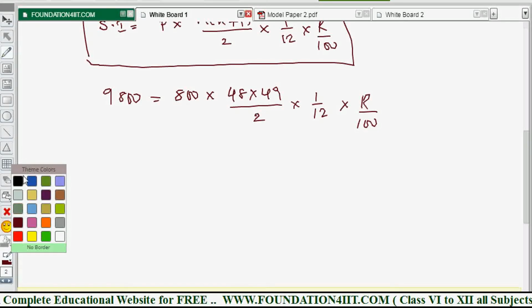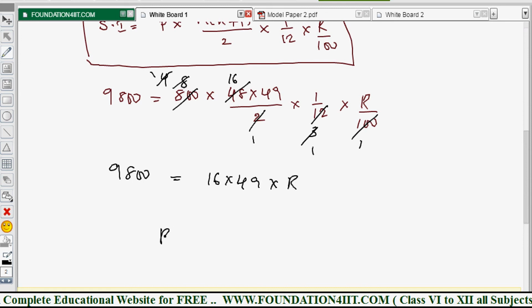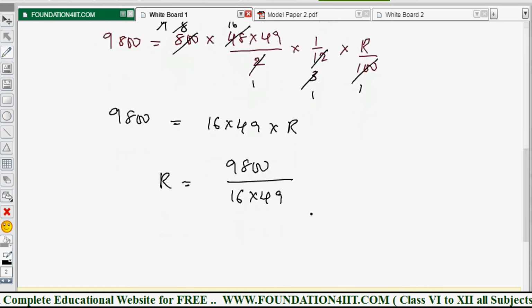Just do the cancellations. Here 100 ones are 100 and 8, so we can cancel. And 2 fours are 8. Again 4 threes are 12 here, and again you can cancel, 3 ones are 3, 3 sixteens are 48. Then 9800 is equal to, the remaining is 16 into 49 into R. So from this, the rate of interest R is equal to 9800 by 16 into 49. Just do the cancellations.